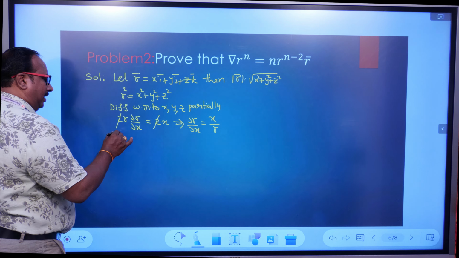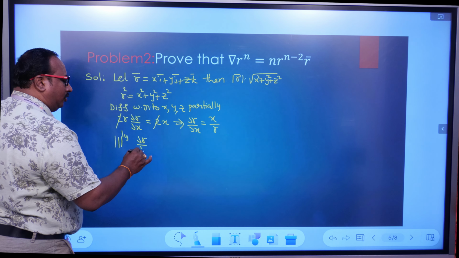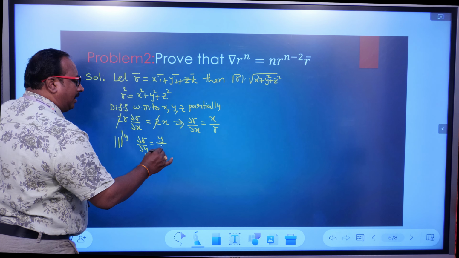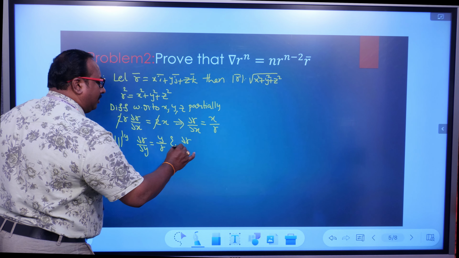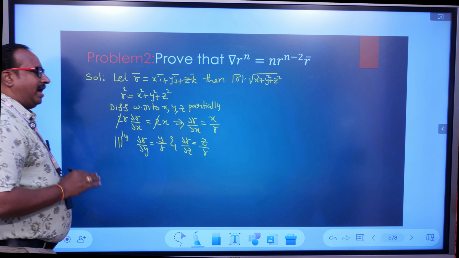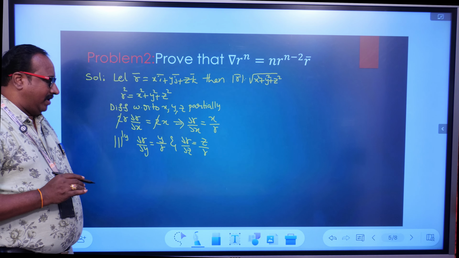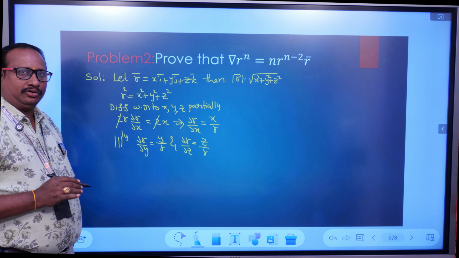So similarly differentiating with respect to y, we get ∂r/∂y equal to y by r and ∂r/∂z equal to z by r. Okay. So finally we got ∂r/∂x equal to x by r, ∂r/∂y equal to y by r, ∂r/∂z equal to z by r.